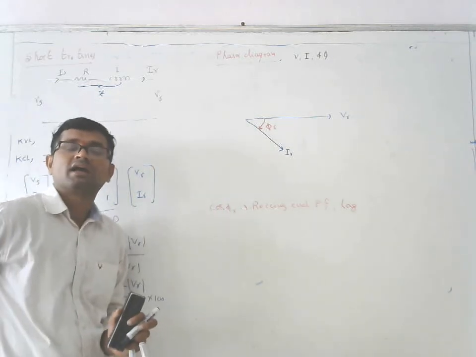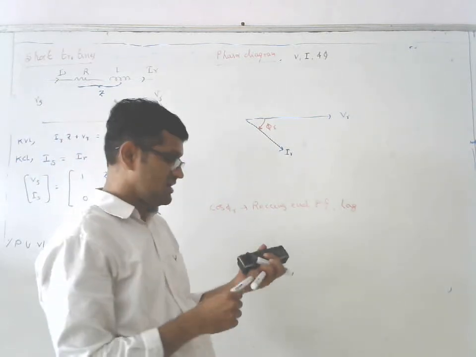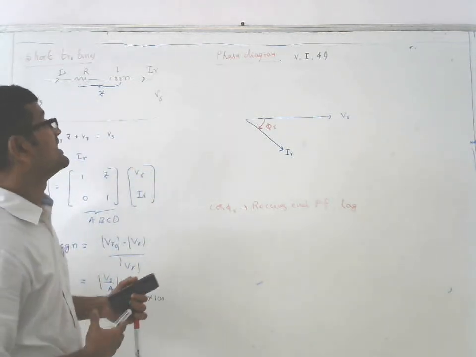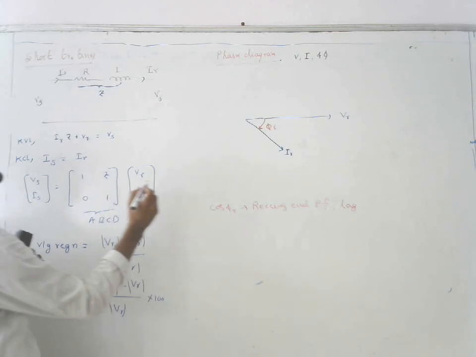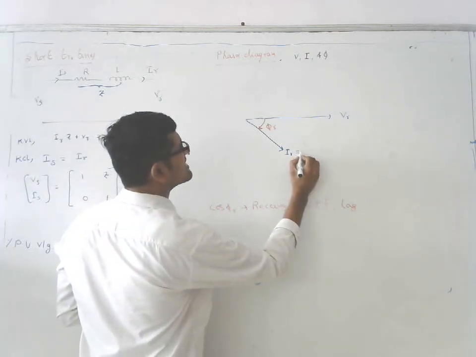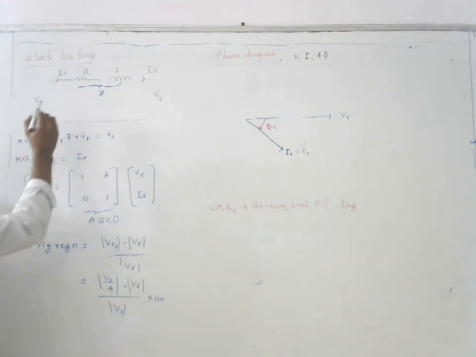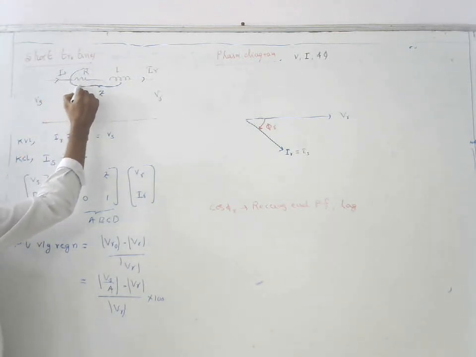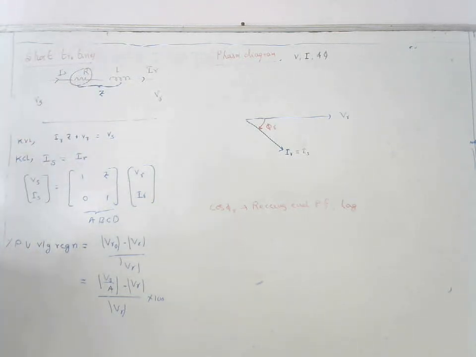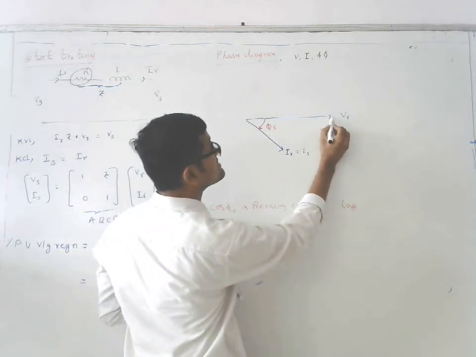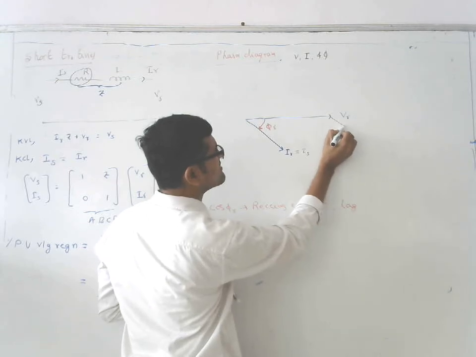Now, this is IR. For short transmission, IR is also equal to IS. Now here, if current is flowing, a resistive drop will exist. This resistive drop is due to the receiving end current, so it is always in phase with this. This is the IR into R drop.